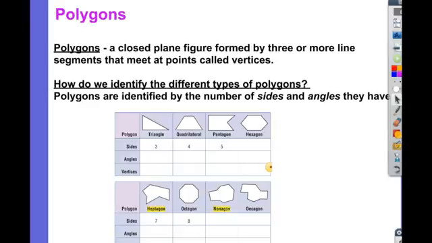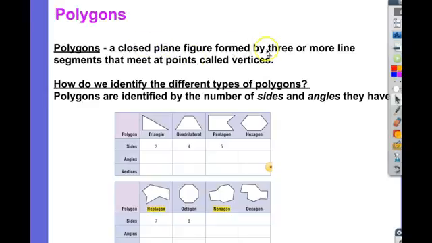The first thing I want you to write down in your math journal is the definition of a polygon. So if you look right here on the screen, it says a polygon is a closed plane figure formed by three or more line segments that meet at points called vertices. Now that might sound confusing at first, but if you break it down, it makes a lot of sense.